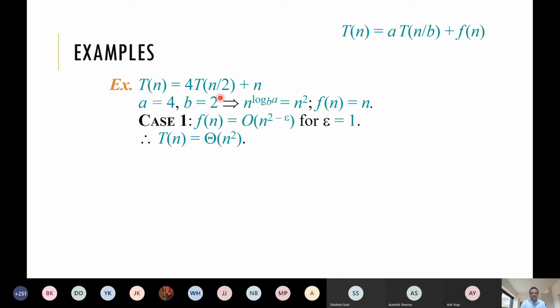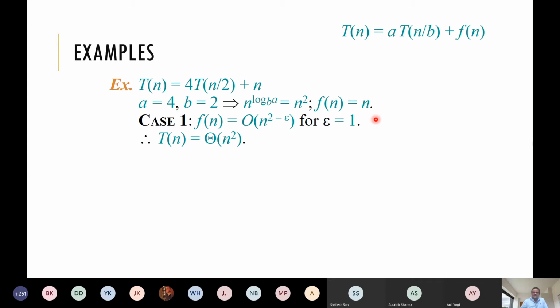So we have taken this, anyway, we can just recap. This is our form of the recurrence for the master method. Now suppose this is the given recurrence, we need to solve it. T(n) is equal to 4T(n/2) plus n. So what is a? a is 4. What is b? b is 2. So what is n to the power log a base b? It is n square. And what is f(n)? f(n) is n.